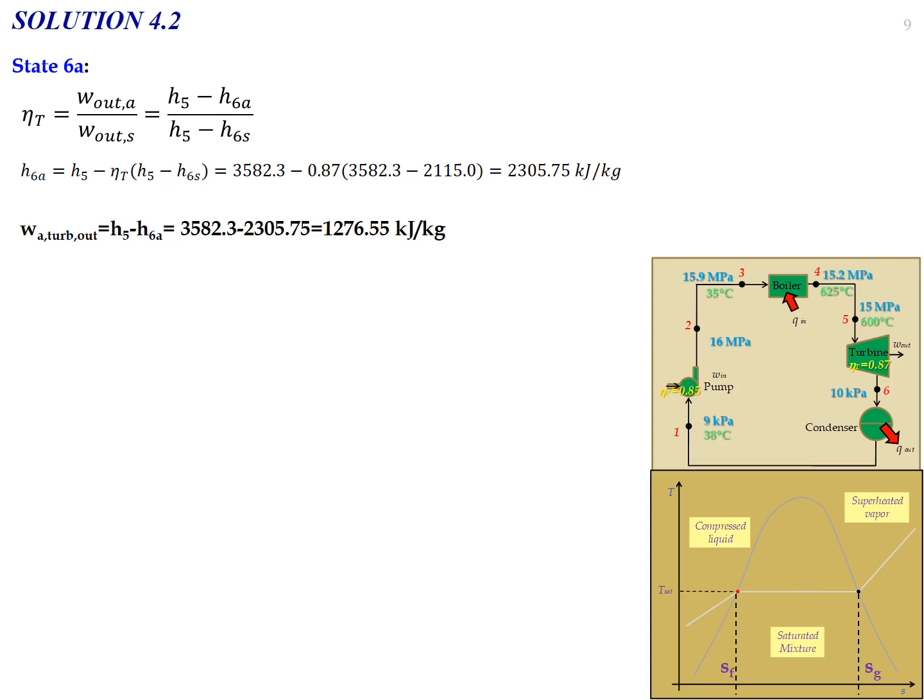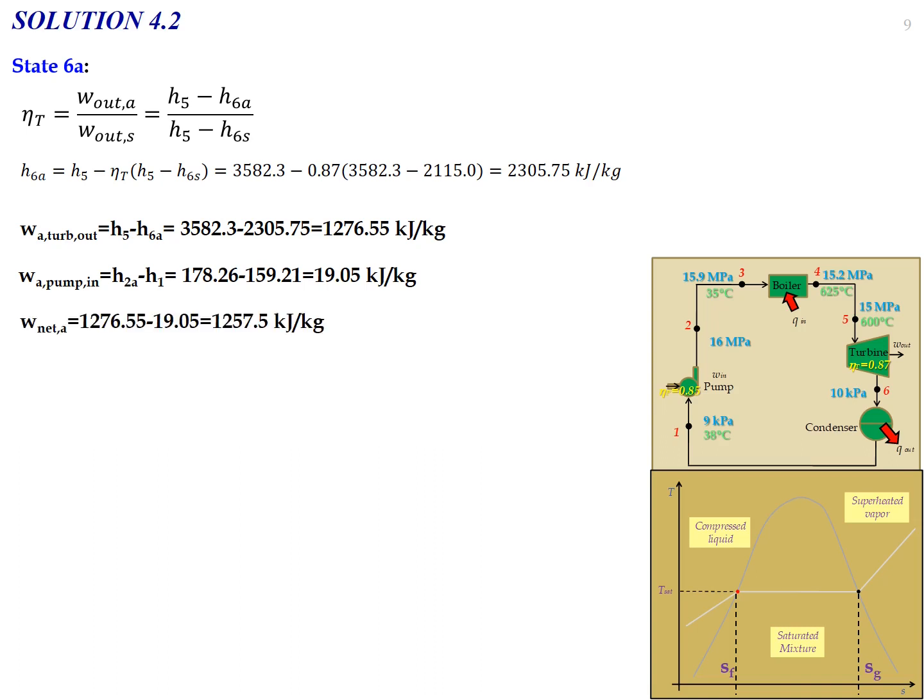Okay, so we have already obtained all the values of enthalpy for each state. So now we can calculate the W out actual at the turbine, where W out actual equals H5 minus H6A. Substitute the values of H5 and also H6A. So we will obtain W actual out equal to 1276.55 kJ per kg. And also we can determine W actual in for the pump, equal to H2A minus H1. Substitute the values of H2A and also H1 into the equation. So W actual in for the pump equals 19.05 kJ per kg.